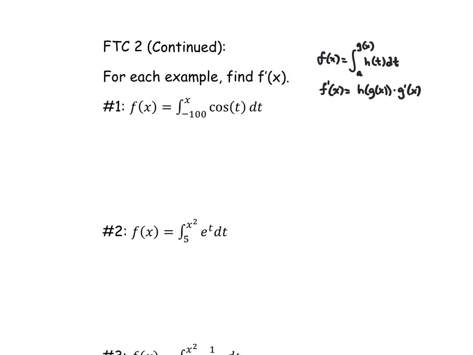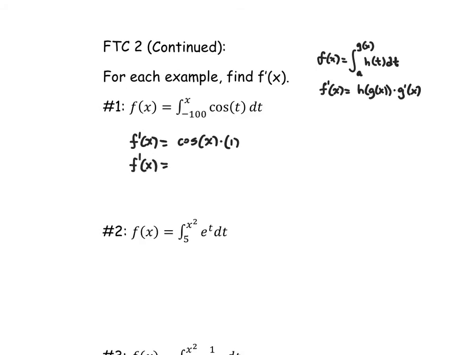All right, let's look at some examples. For example, let's find f prime of x for number 1. Let's take a look at the form we have for fundamental theorem part 2. F of x is equal to the integral from some constant to g of x. In this case, g of x is x, of h of t with respect to t. H of t equals cosine of t. Therefore, f prime of x is going to be h of g of x times the derivative of g of x.